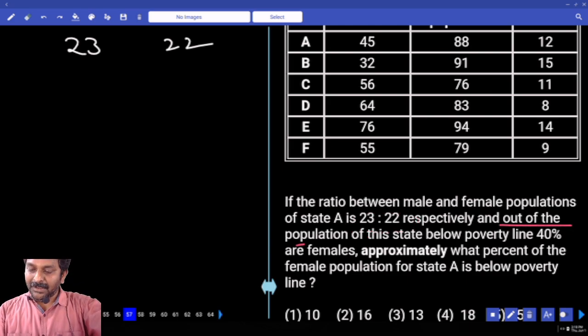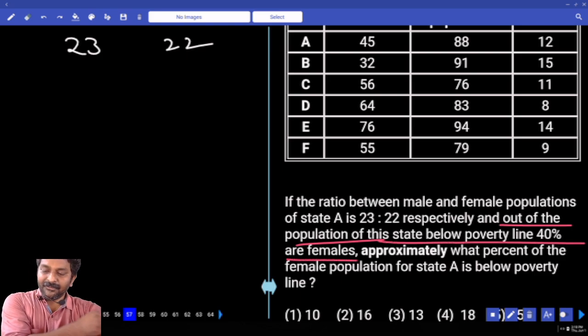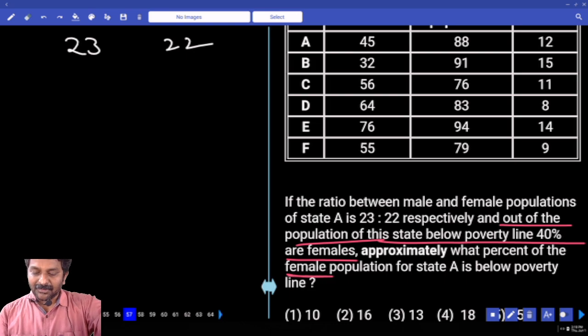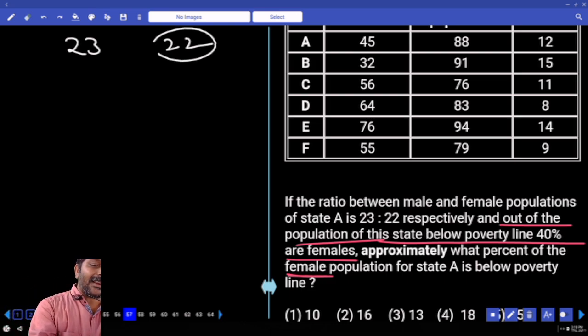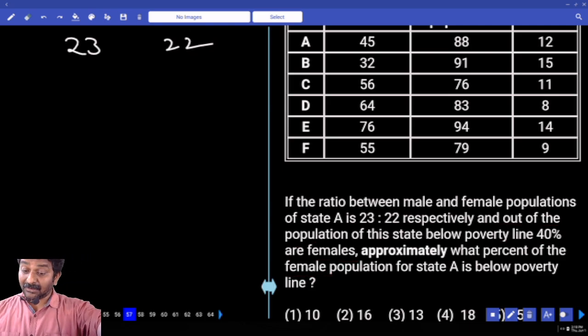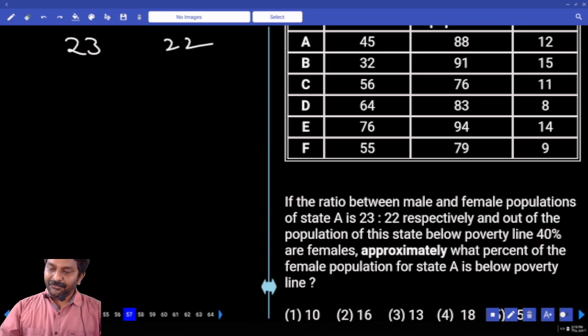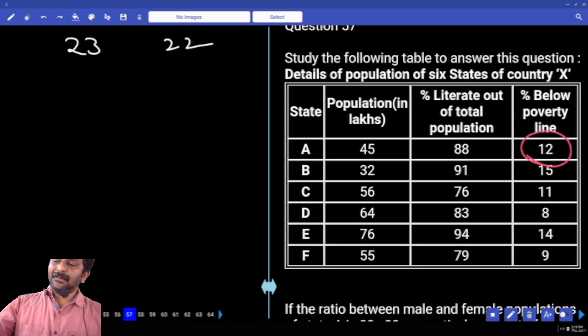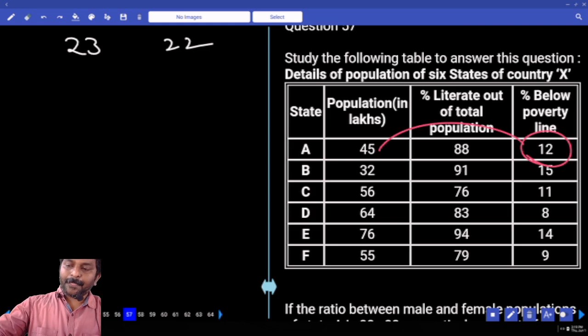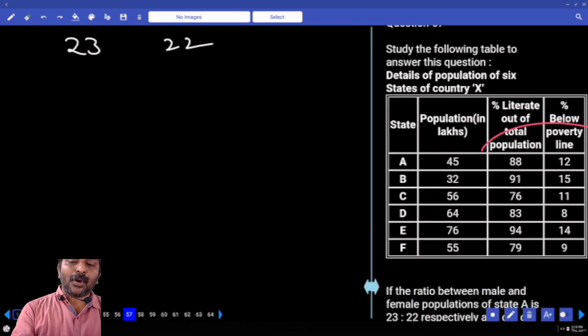Continue. Out of the population of this state, below poverty line, 40% are female. Approximately what percent of the female population of state A is below the poverty line? Question is about female, right? So total female are 22. Now the information: the question is about below poverty line. Here also, in the below poverty line, 40% are female. Total population below the poverty line is 12% of this number, right? How much is 12% of 45? 5.4. So total people who are below the poverty line is 5.4.